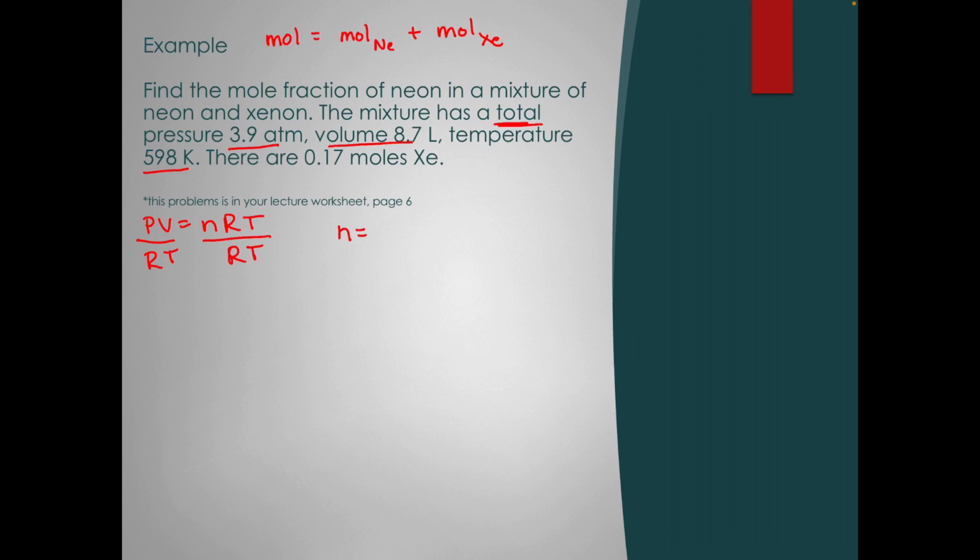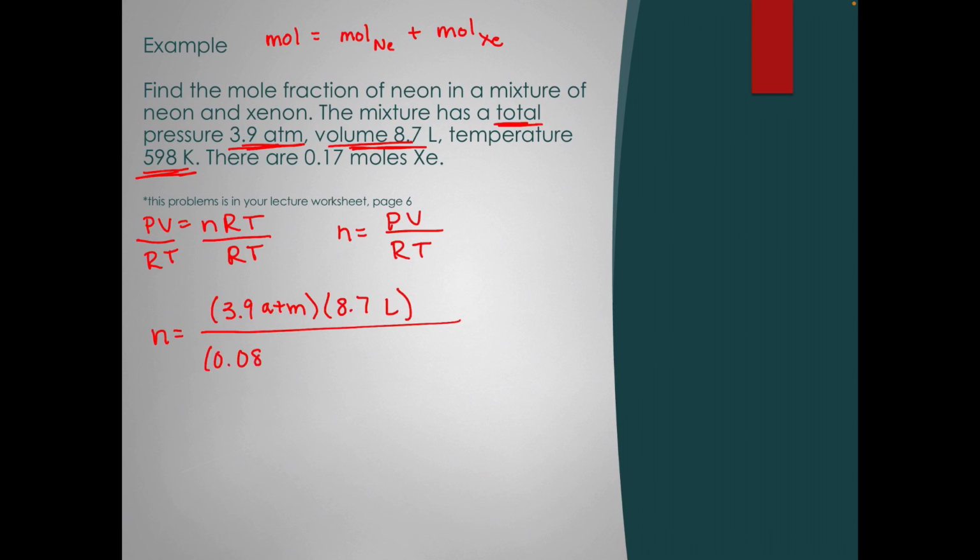So we have n is equal to PV over RT. Our pressure is in atmospheres, which is great, our volume is in liters, and our temperature is in Kelvin. So we can go ahead and just plug all of our numbers in. We'll get n is equal to our 3.9 atm, 8.7 liters, over 0.08206 liter atmospheres over moles Kelvin. And our temperature is 598 Kelvin.